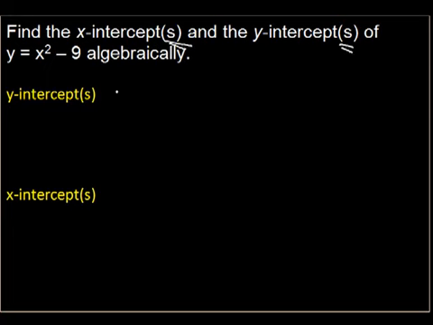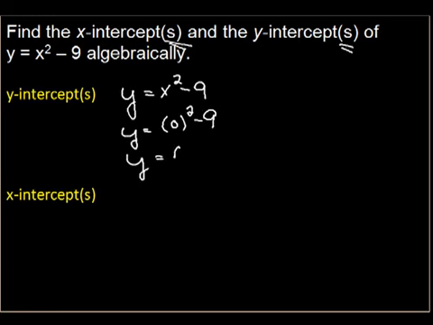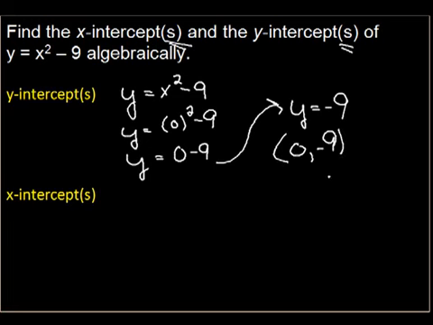And the first thing we want to do is just write out our equation. y equals x squared minus 9. Now remember, for the y-intercepts, the x value is 0. So what we're going to do is just simply put 0 in for our x. And we know that 0 squared is 0. So our y-intercept is negative 9, because 0 minus 9 is negative 9. So if we write that as an ordered pair, we would have (0, -9).